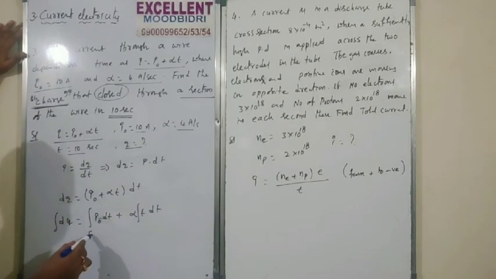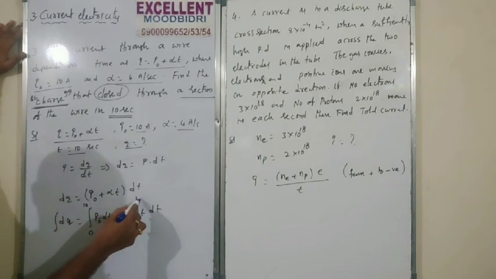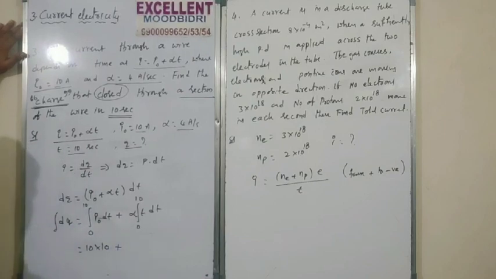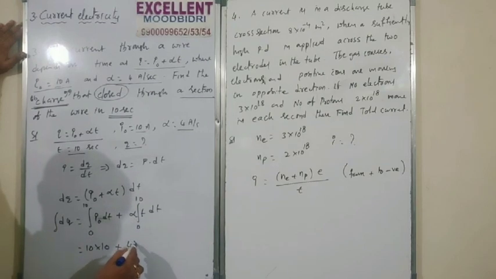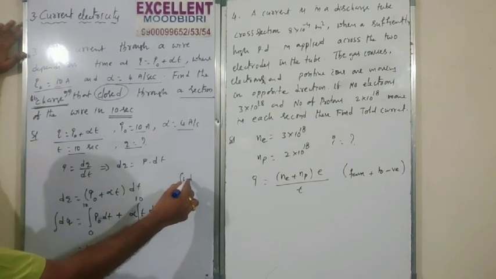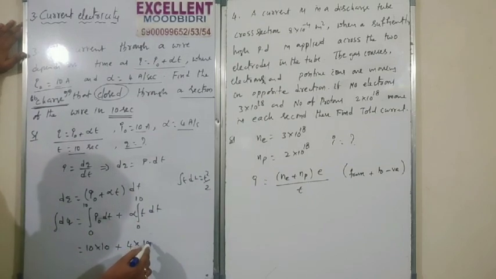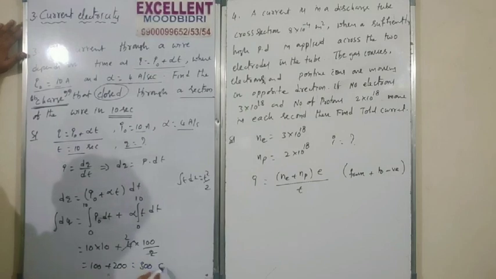Where 0 to 10 seconds. So I naught value is how much? 10 amperes. Take common. So integrate dt, t is 10, plus alpha value, 4 ampere per second, and this is t square by 2, right? T value is 10, so 10 squared is 100 by 2. So two 2's, how much here? 100 plus 200 is equal to 300 coulombs.